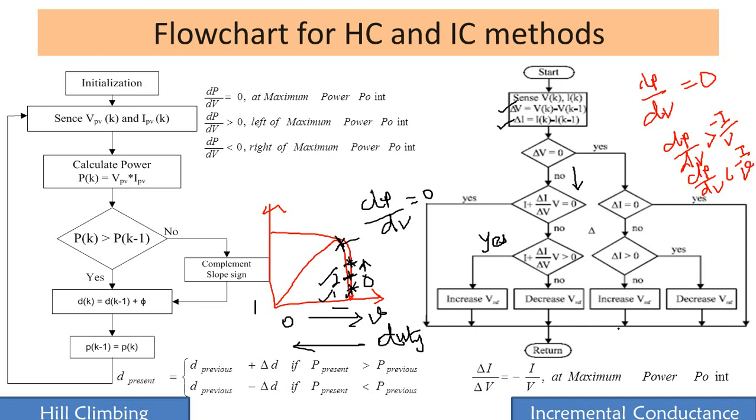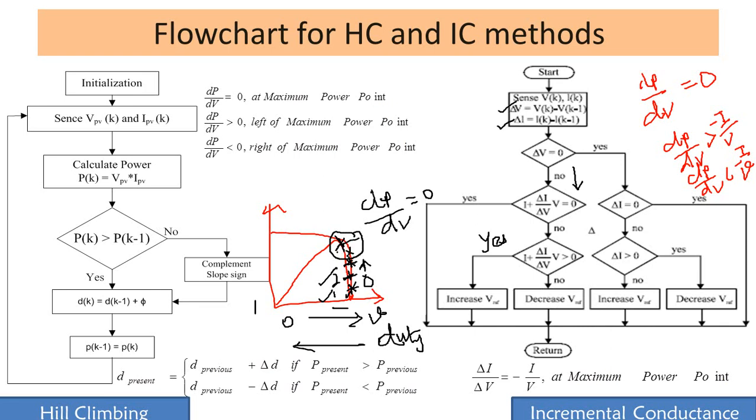So now again in this case it will continue to decrease your V reference until it reaches this particular point. Let me say this dP by dV condition. My first condition is del V, yes, of course it is not going to be 0.